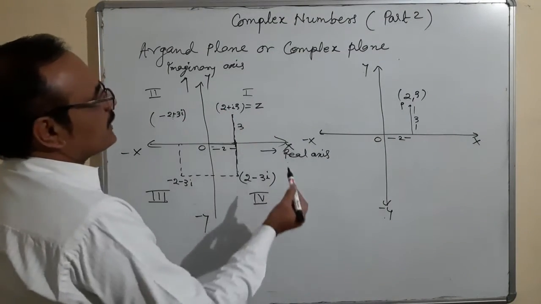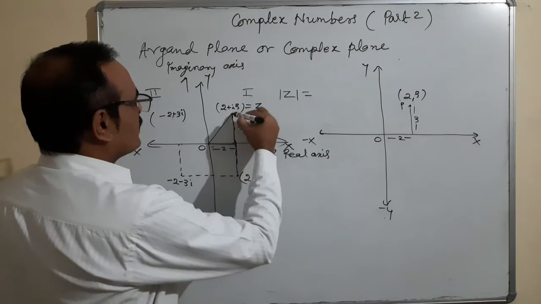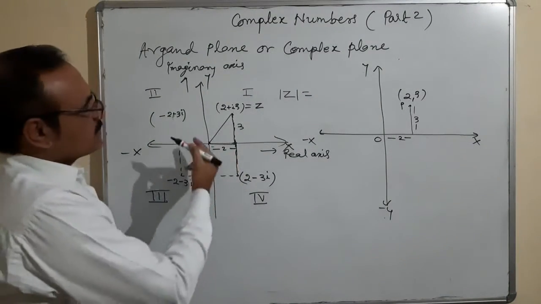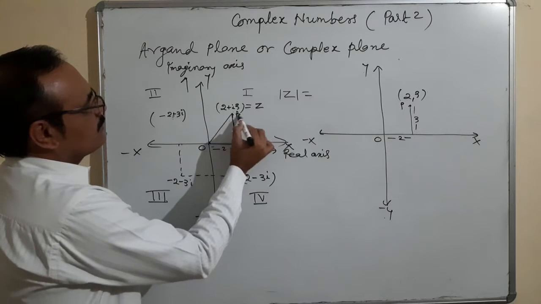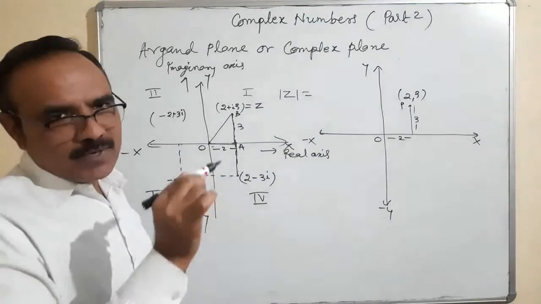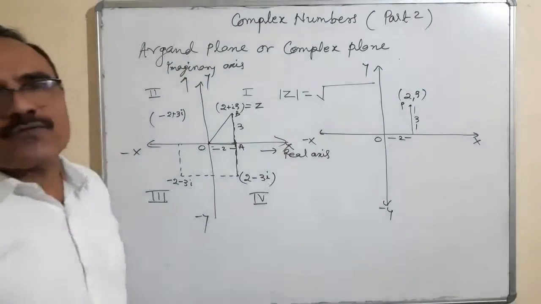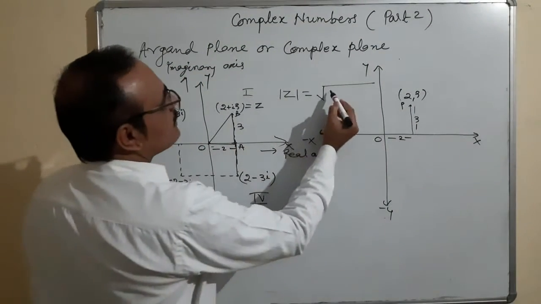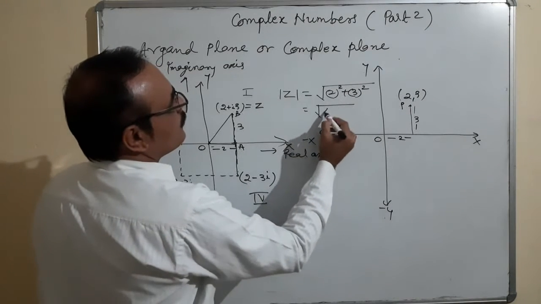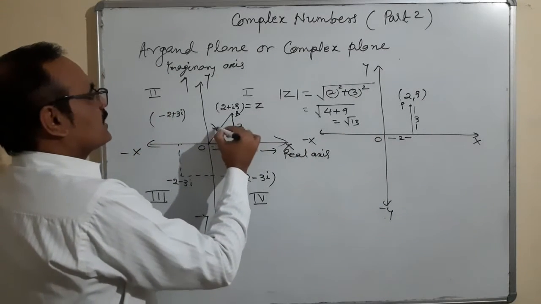Suppose we are going to find the magnitude or modulus value of z. What does the modulus value of z mean? This value we are finding is always positive, and we use the Pythagoras theorem here. In triangle OAB, OB square is equal to OA square plus AB square. That's why we use the square root of the square of the real part plus the square of the imaginary part. So it is 4 plus 9, under root 13. Its value is under root 13.